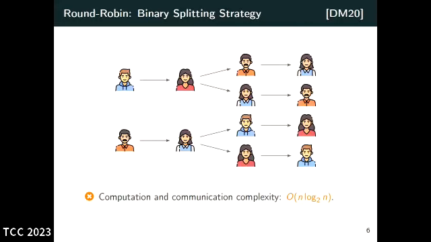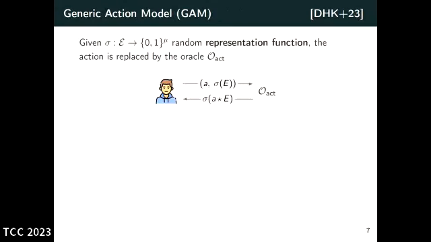So the question we ask essentially is whether the round complexity of round robin and this communication complexity are optimal, or if there is something we can do to improve them. And before I state our result, let me first spend a few minutes on the model in which we prove our result. That is the generic action model, which was introduced by Duman, Hartmann and Kiltz and other people from Bochum. Essentially, the idea is just generalizing the Shoup group model, essentially the GGM, but in the context of group actions. So in this case, set elements are labeled by a random labeling function, sigma.